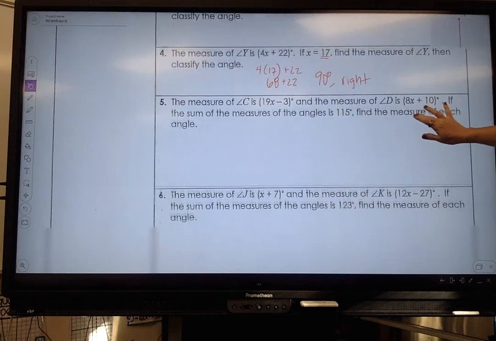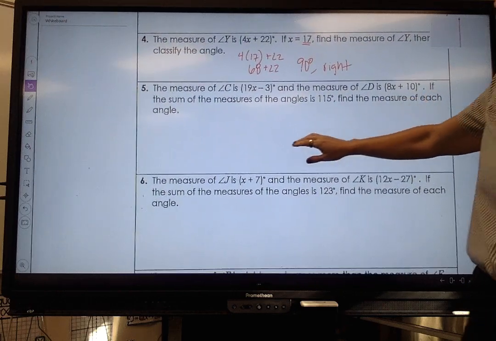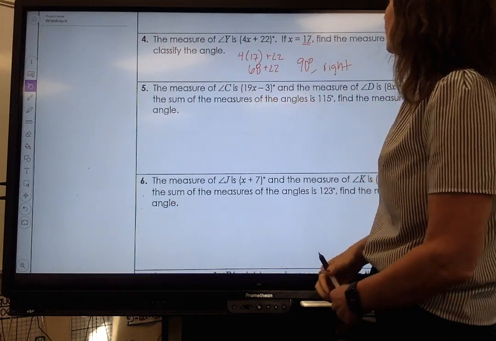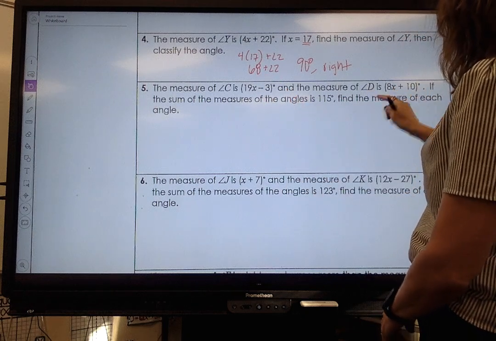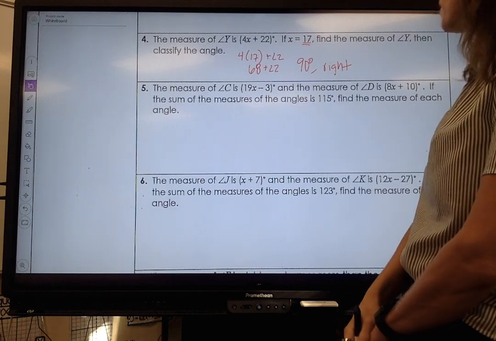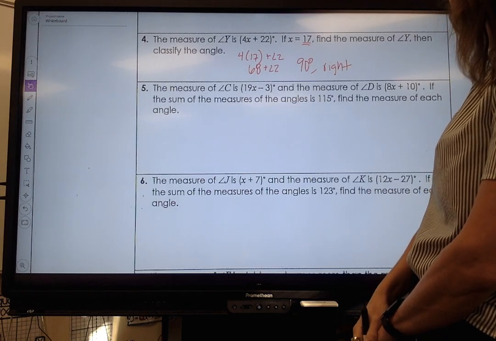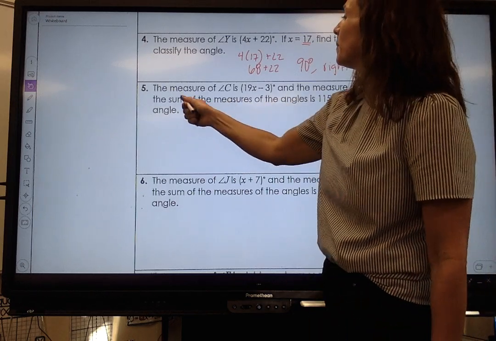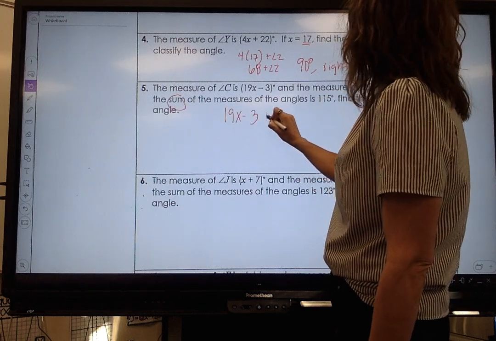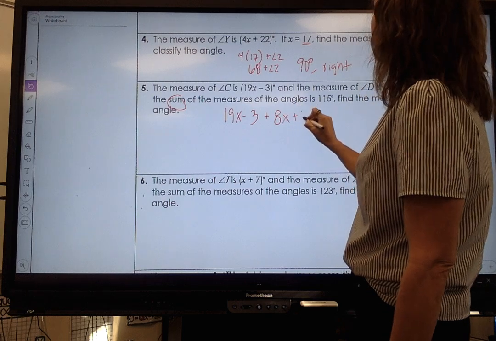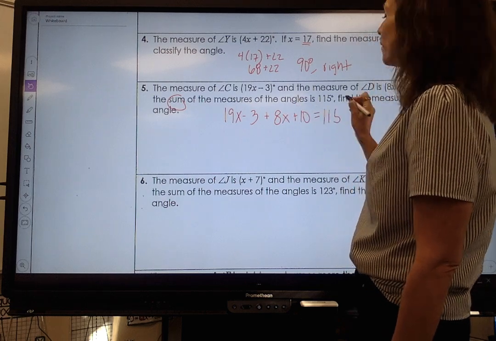All right. Now it's telling me that the measure of angle C is 19x minus 3, and the measure of angle D is 8x plus 10. If the sum of the measures is 115, find the measure of each. So sum means addition. So I'm going to add 19x minus 3 plus 8x plus 10, and I'm going to set that all equal to 115.